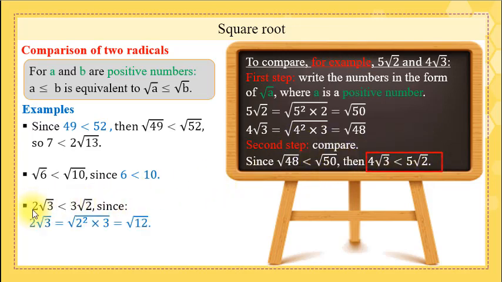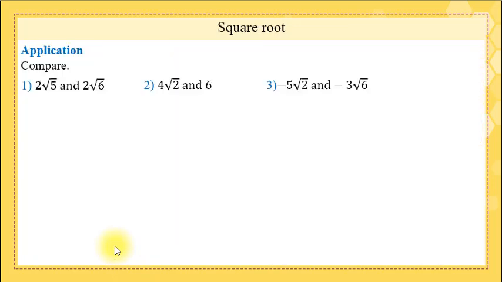In this example, if we change 2 radical 3 into a single radical, we get radical 12, and 3 radical 2 we change to get radical 18, and then radical 12 is less than radical 18. This means 2 radical 3, which is radical 12, is less than 3 radical 2, which is radical 18. Application: stop the video and try by yourself. And this is the solution.